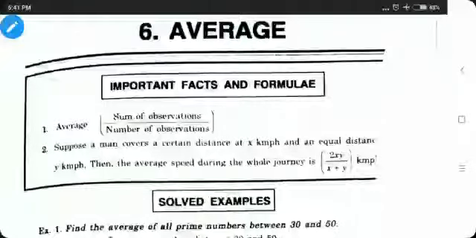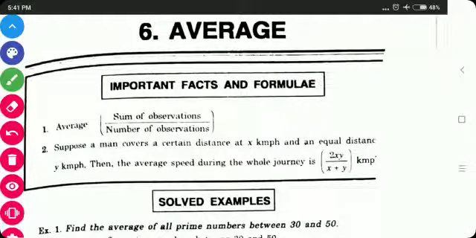Dear students, today we will start with the new section of Unit 4, that is average. As all of you know, average is the sum of observations divided by the number of observations. And second, suppose a man covers a certain distance at x kilometer per hour and an equal distance at y kilometer per hour, then the average speed during the whole journey is 2xy upon x plus y kilometer per hour. So according to that we will solve the problems.